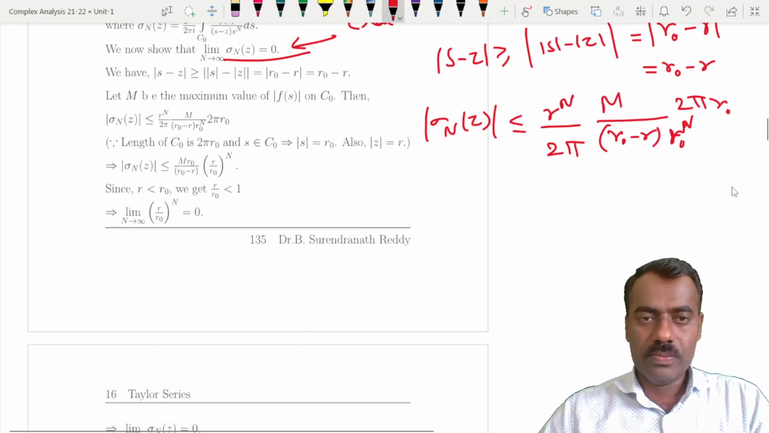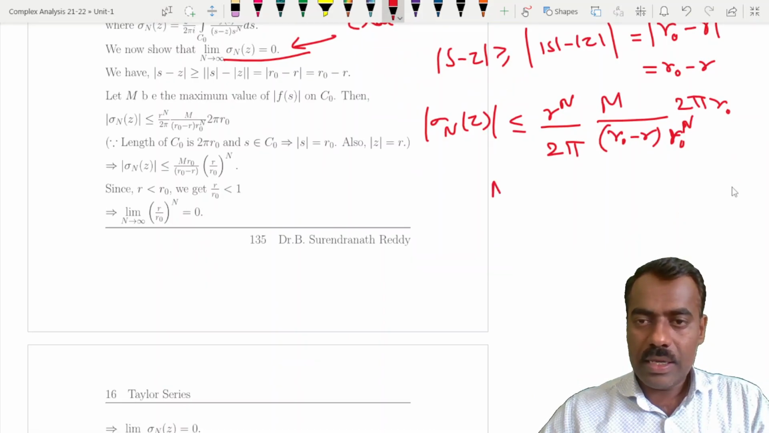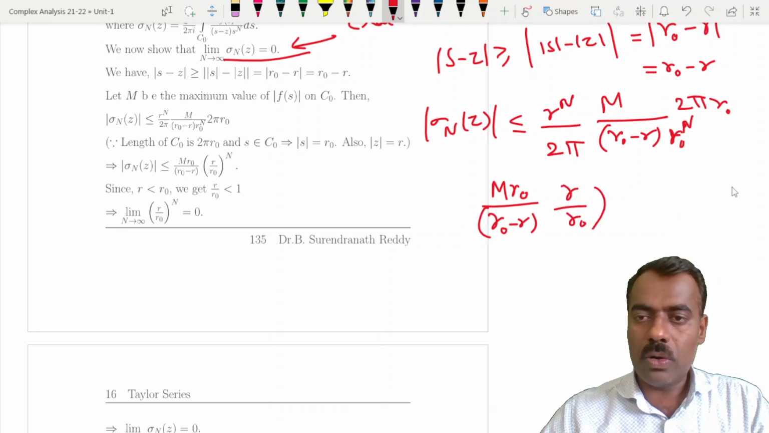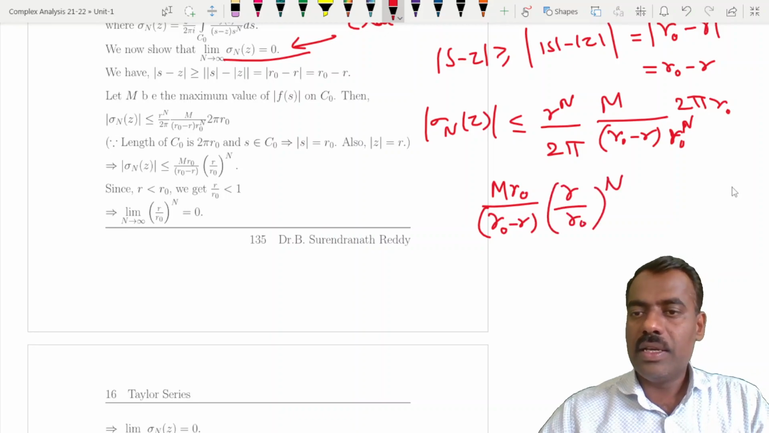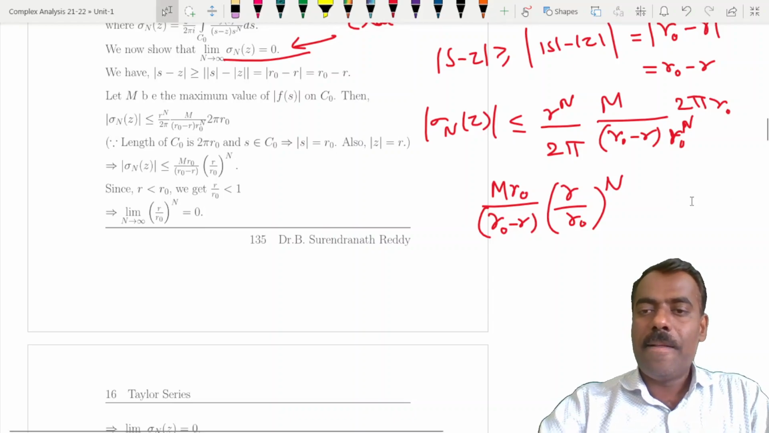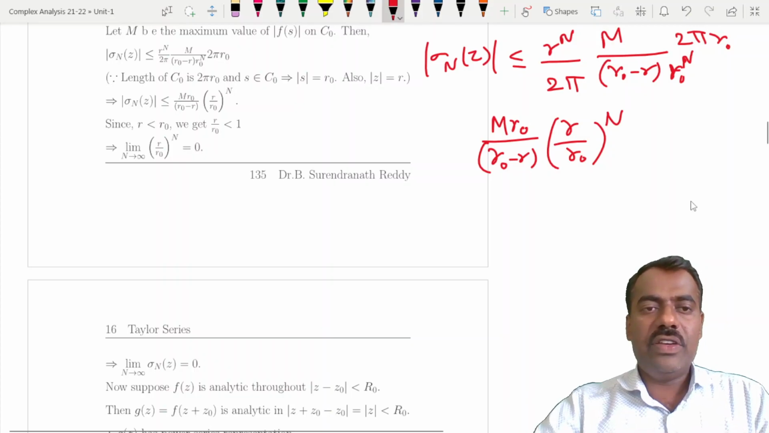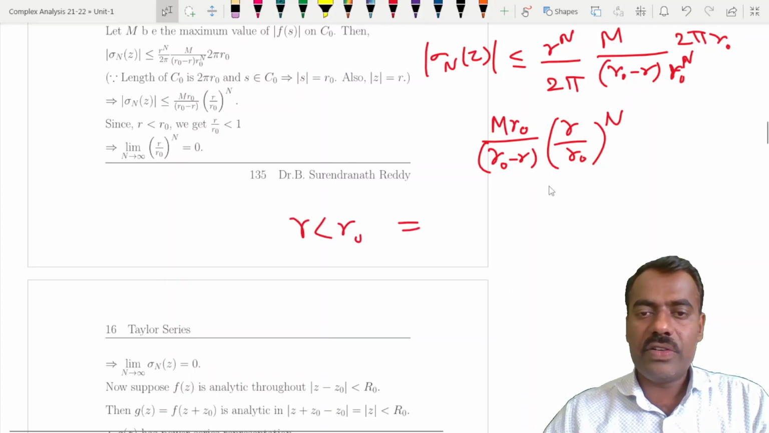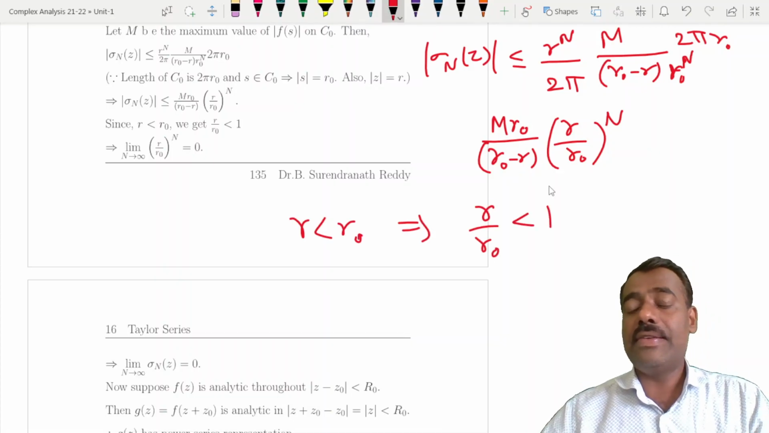Now if you simplify this further, you can simplify this into M r naught into r naught minus r, then r upon r naught whole power n. See, here r power n is there, and here r naught power n is there. So you will have r by r naught whole power n. Now since r is strictly less than r naught, this fraction r by r naught is strictly less than 1.